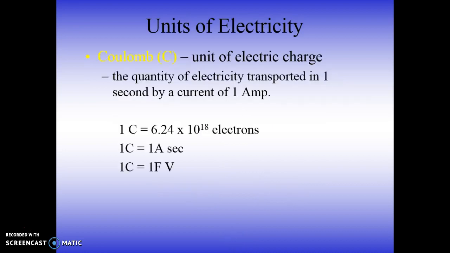Then we have a coulomb. Again, you've heard coulomb before. That's the unit of electric charge. A coulomb is equal to 6.24 times 10 to the 18 electrons. It's also equal to 1 amp second. This is actually a very important conversion that we are going to see quite often. It is also equal to 1 Faraday volt.